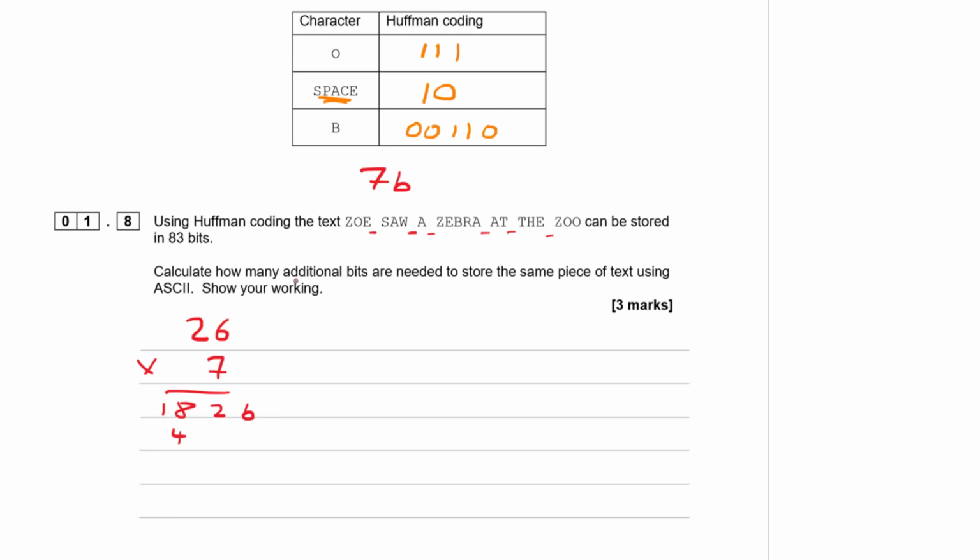but it does say how many additional bits, so we need to basically subtract. So 182 minus 83, which is 12 minus 3, so 9, and 17 minus 8, so 9, so it's 99 extra bits needed. And obviously you get working marks here, so you want to make it as clear as possible to the examiner what you're doing, but otherwise that would be the full marks.